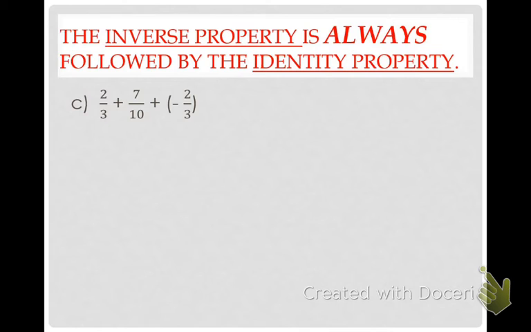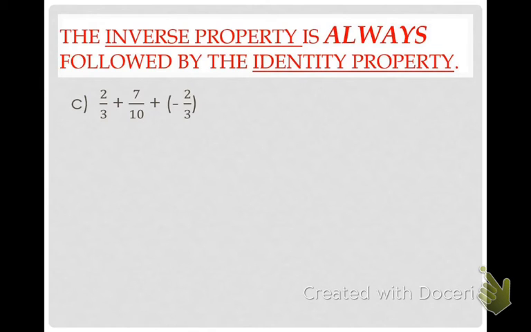All right, it tells us here the inverse property is always followed by the identity property. How many of you guys have a best friend? Okay, maybe someone you sit with at lunch. How many of you would say your best friend is here at this school? Okay, who has one outside of the school? All right. Think about these two right here like best friends. They are always together, all right? So if you see the inverse property, it will always have the identity property right after it.